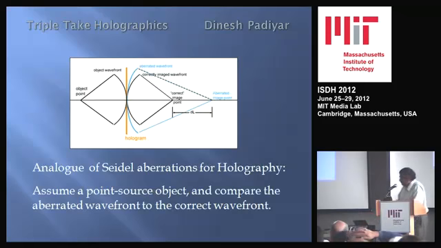So for holography, we have a point object which, when reconstructed, gives rise to a point image. And once again, the point object gives rise to spherical wavefronts, which the hologram converts to an image of spherical wavefronts. And so the difference between the actual wavefront given by the hologram and the ideal wavefront of the hologram is once again the aberration.